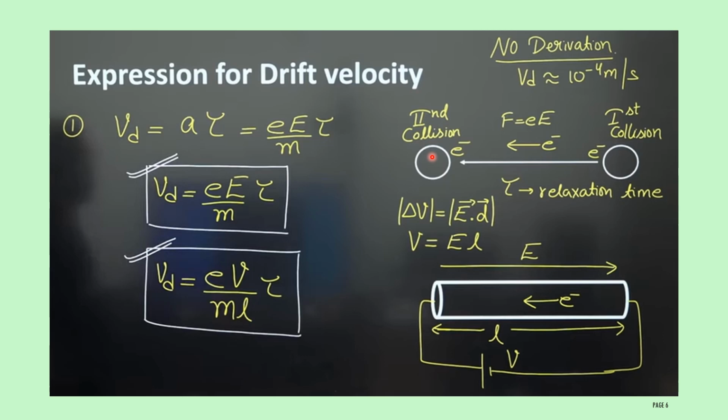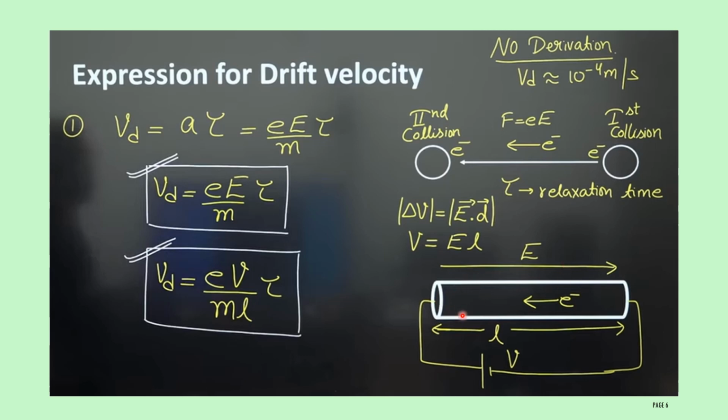Expression for drift velocity. Consider two successive collisions here. This is collision first, this is collision second. The time between the two successive collisions we call tau. It is nothing but relaxation time. When you apply an electric field, this electron will acquire a force. Force is equal to small e into capital E. Because of this force, the electron will start moving opposite to the direction of the electric field. Therefore, the expression for drift velocity Vd equals acceleration into tau. The acceleration is small e, capital E divided by m. Then Vd equals small e, capital E divided by m into tau.